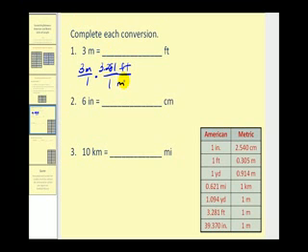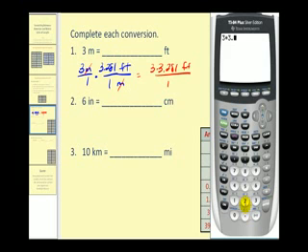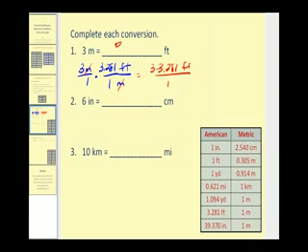Notice when we multiply these fractions together, the meters simplify out, and we're left with 3 times 3.281 feet divided by 1. Let's go ahead and find this product on the calculator. 3 times 3.281. So 3 meters is approximately 9.843 feet. And we should change this to an approximate symbol.